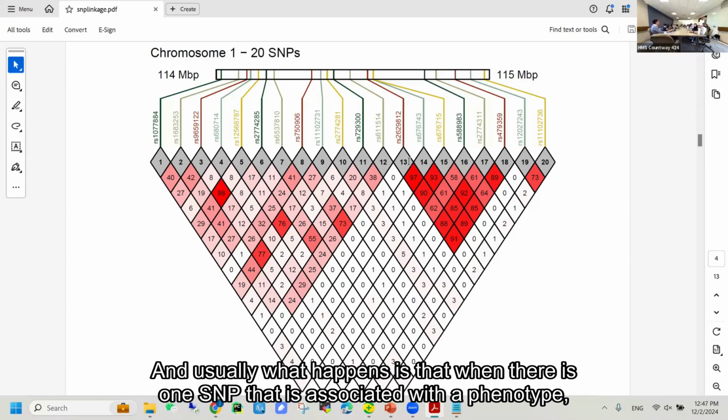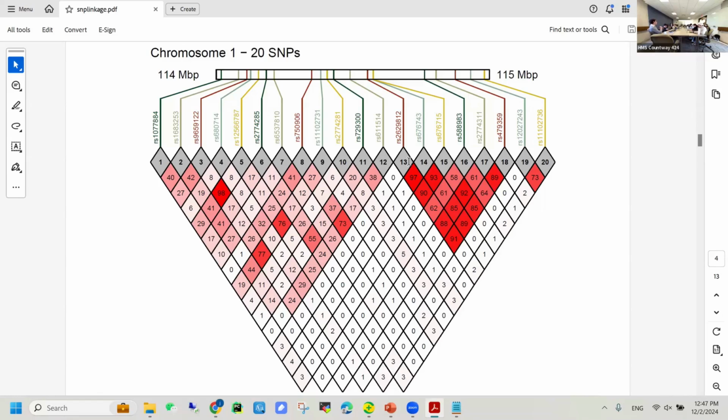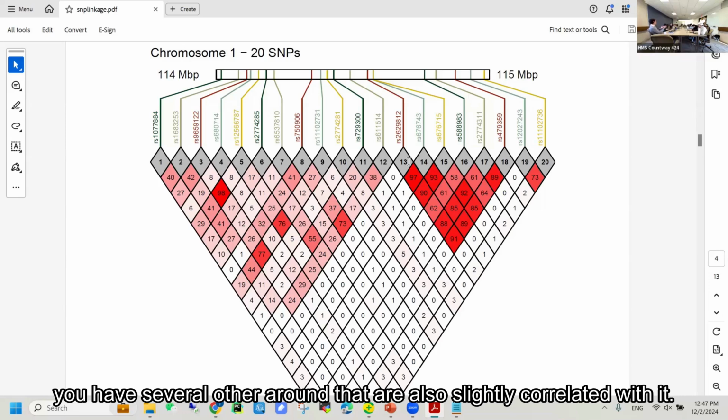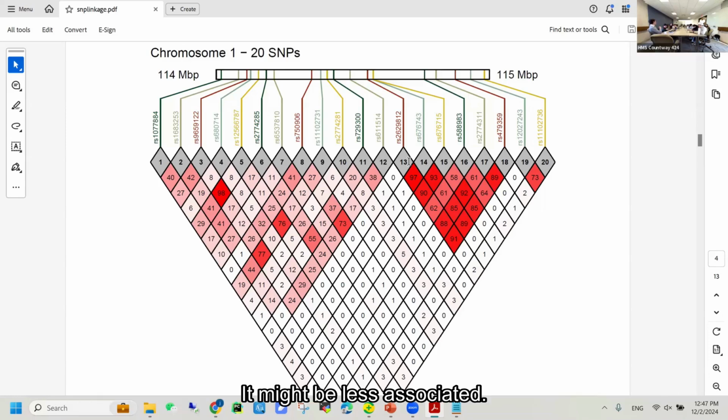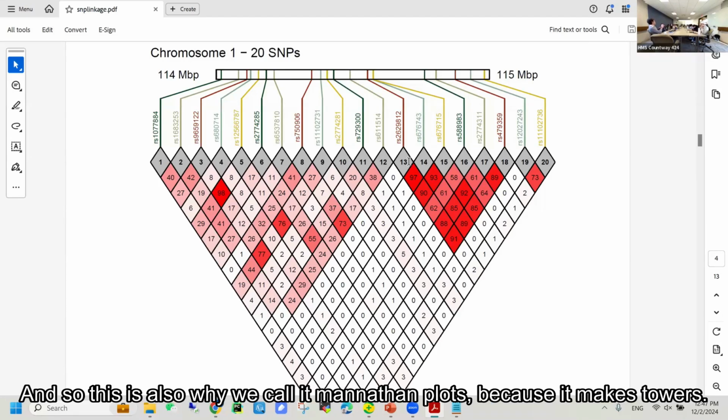And usually what happens is that when there is one SNP that is associated with a phenotype, you have several others around that are also slightly correlated with it. They might be less associated. And so this is also why we call them Manhattan plots, because it makes towers.